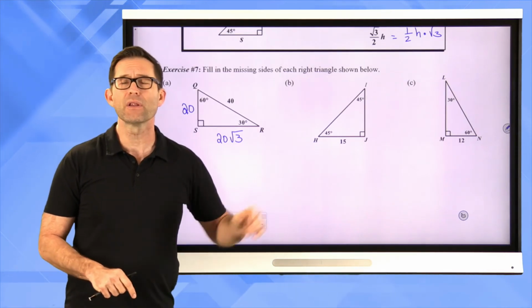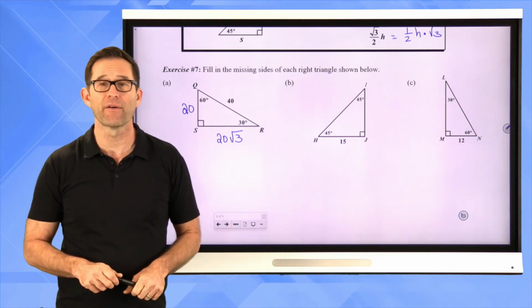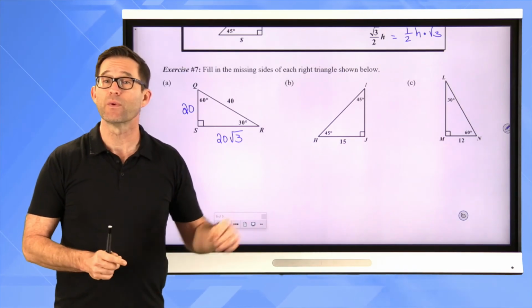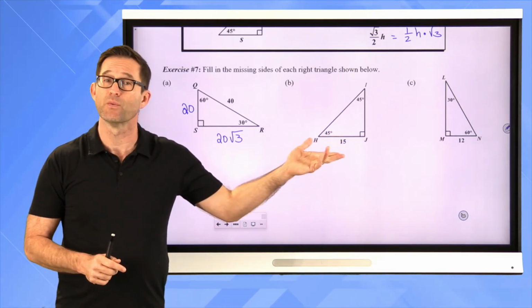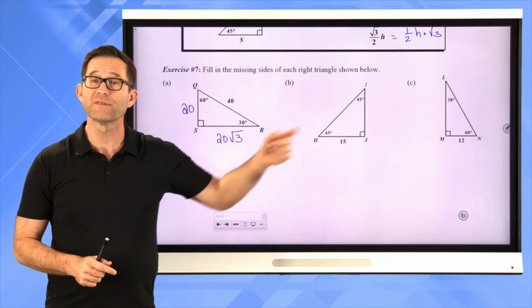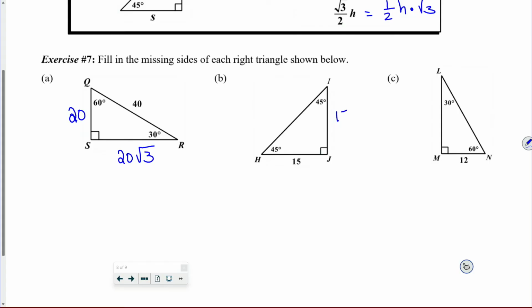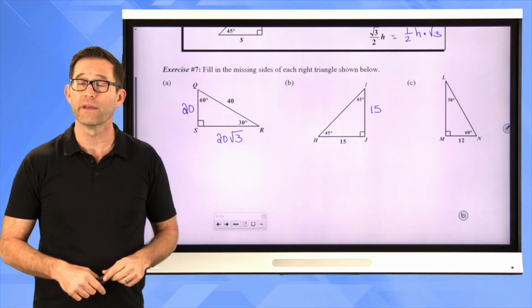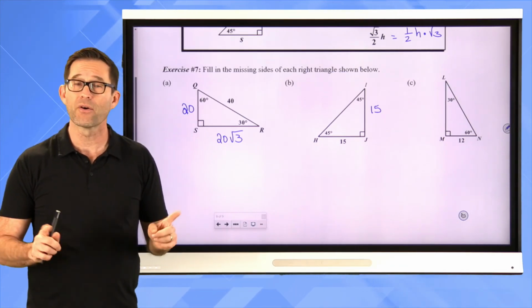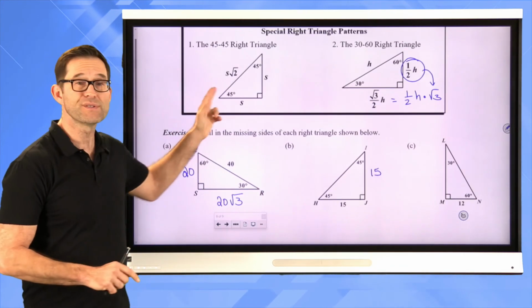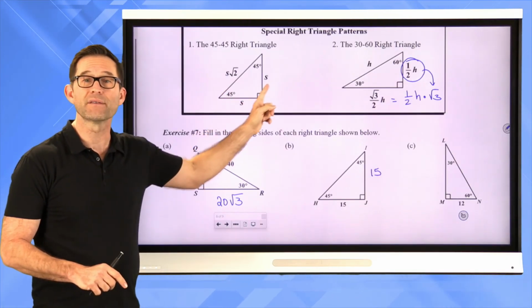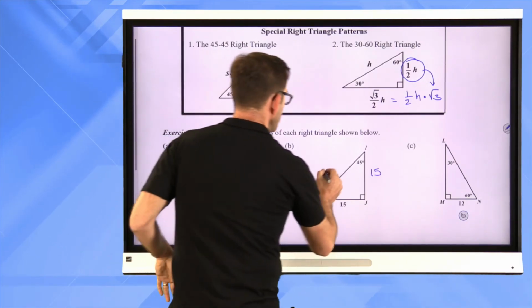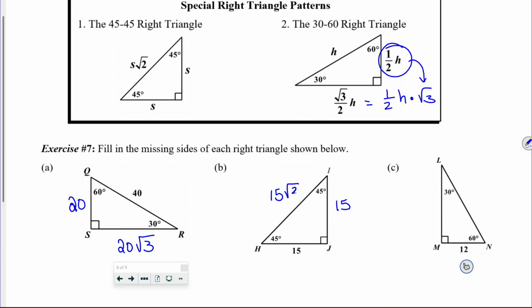All right, let's take a look at letter B, where we've got a 45-45 right triangle. Now, in this situation, we don't know the hypotenuse, but we know one of the legs, which is 15. Now, what we know is that the other leg also has to be 15 because it's an isosceles triangle, and sides that are opposite equal angles in a triangle are equal in length. And our pattern now tells us that the hypotenuse is going to be the side length times the square root of 2. So this is going to be 15 times the square root of 2.